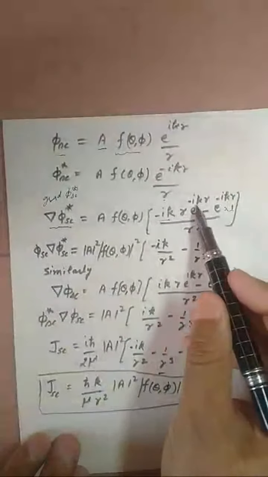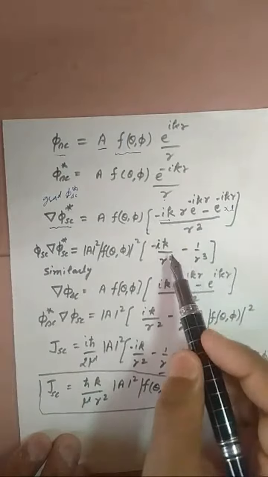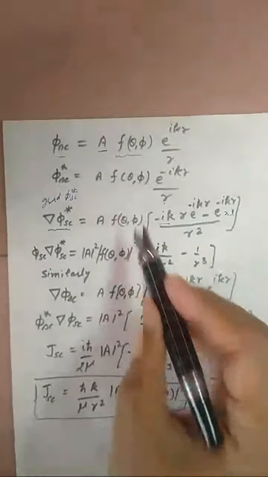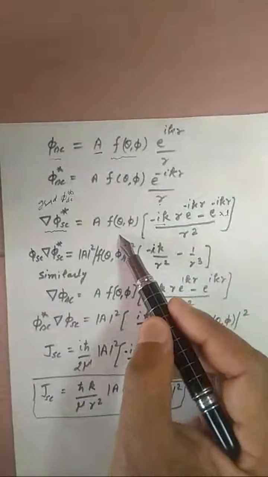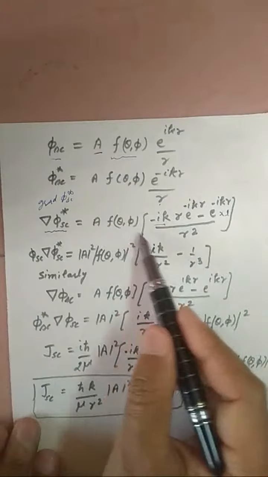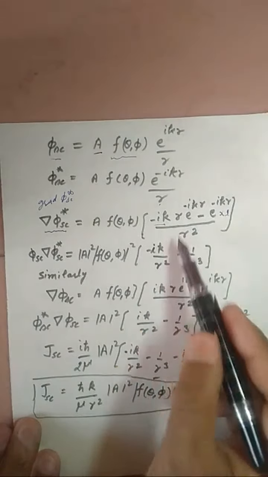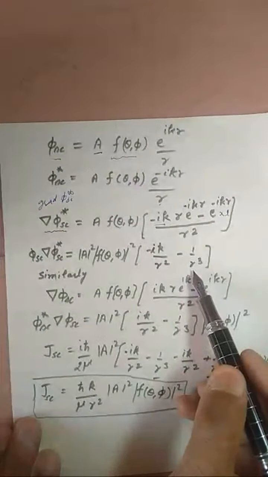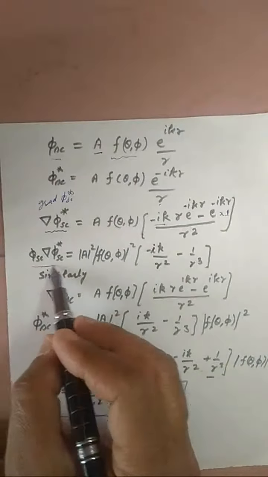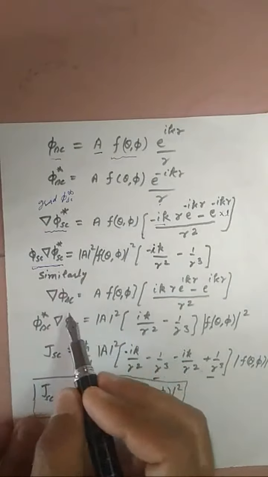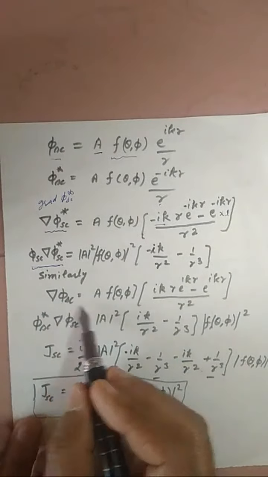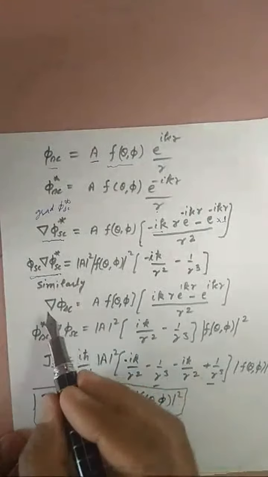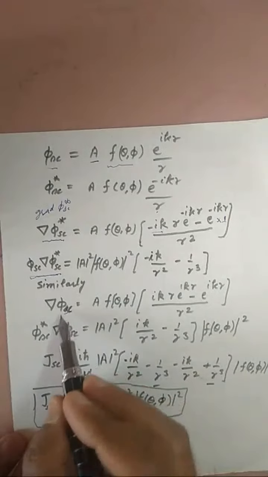So iota kr here is negative, so the exponential terms will get cancelled, and we get a square modulus of f of theta, whole square, times iota k by r square minus 1 by r cube. This is the value of this term, and similarly for the second term we will take the gradient of the scattered wave function.